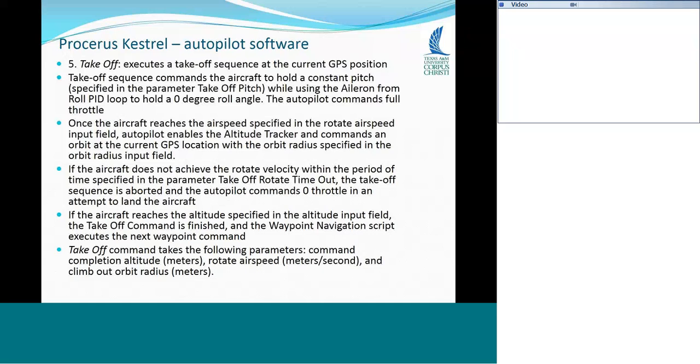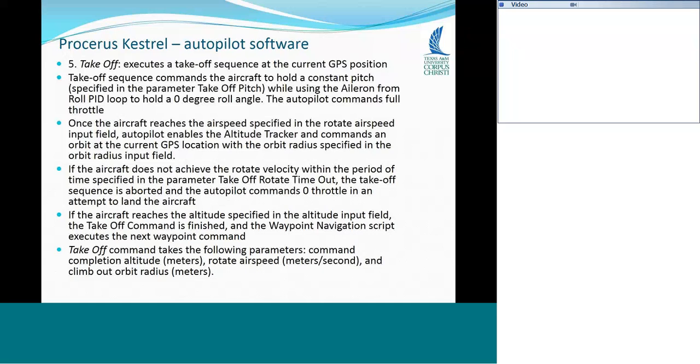Okay. Once the aircraft reaches the airspeed specified in the rotate airspeed input field, the autopilot enables the altitude tracker and commands an orbit at the current GPS location with the orbit radius specified in the orbit radius input field. So if it gets going fast enough, basically the autopilot says, okay, it's taken off. It's flying at the speed it needs to be flying. So now I'm going to turn on altitude tracking, and then it's just going to orbit the launch point.